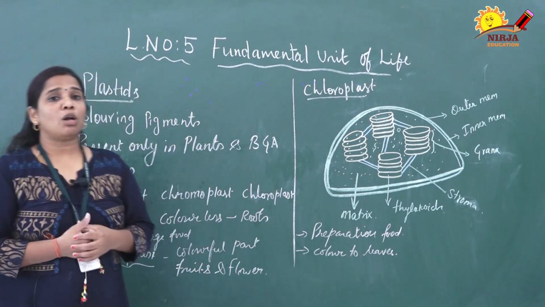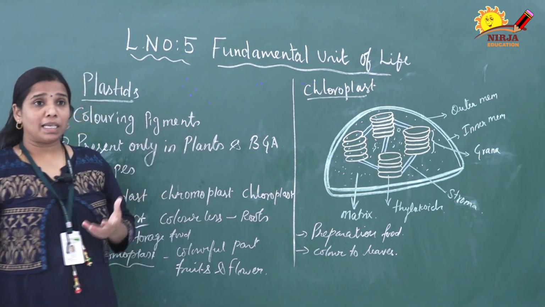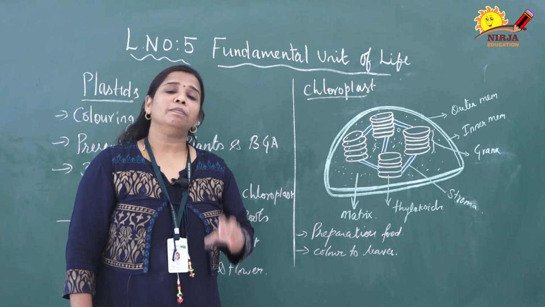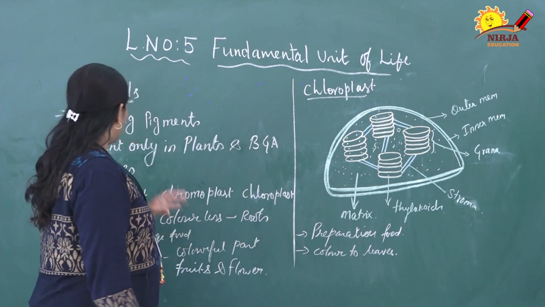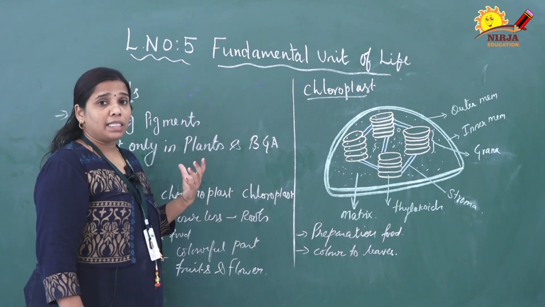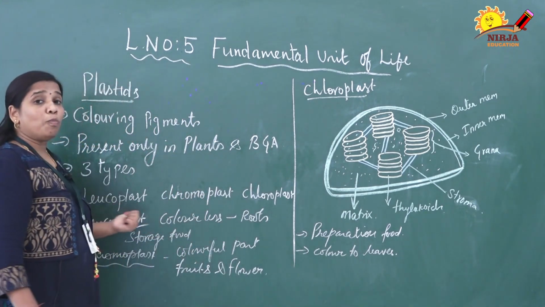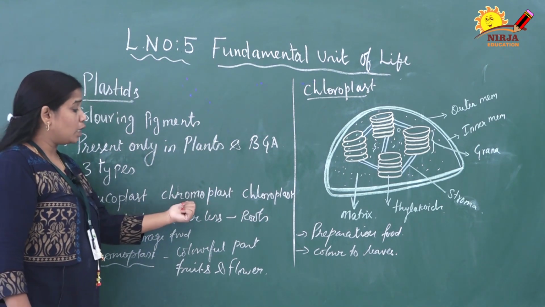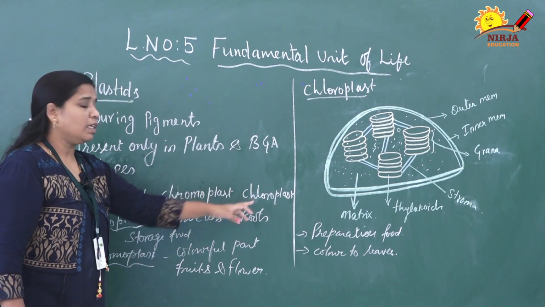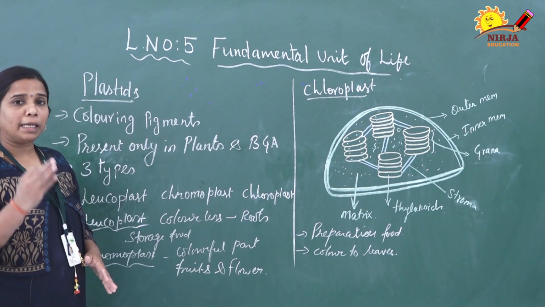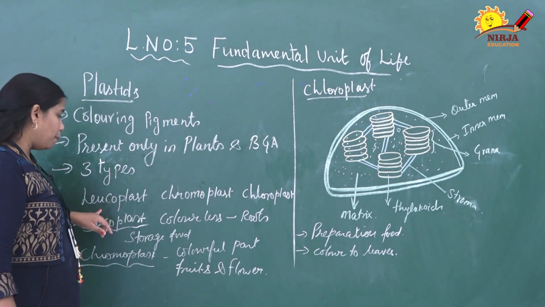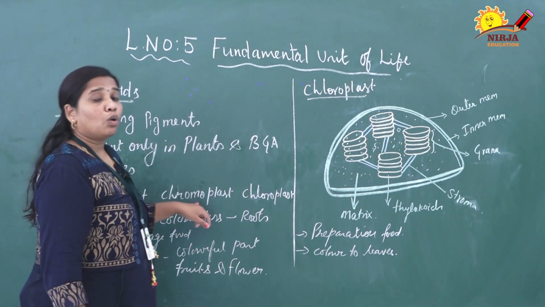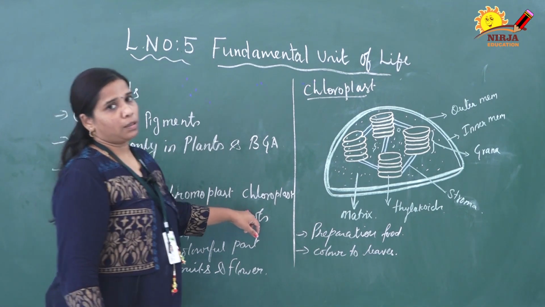The plastids are also called coloring pigments because they give color to the plant. There are three types of plastids. One is leucoplast, second is chromoplast, third is chloroplast. Again I repeat: leucoplast, chromoplast and chloroplast.